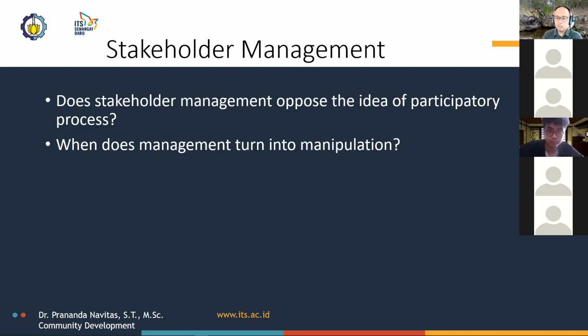If management turns into manipulation without any respect for the other person or organization involved, it's definitely not in the spirit of participation. Persuasion, negotiation, education, and other methods of managing stakeholders that acknowledge their concerns, however, do not violate the spirit of participation. And persuasion, negotiation, and education are often a necessary part of making a participatory process work.